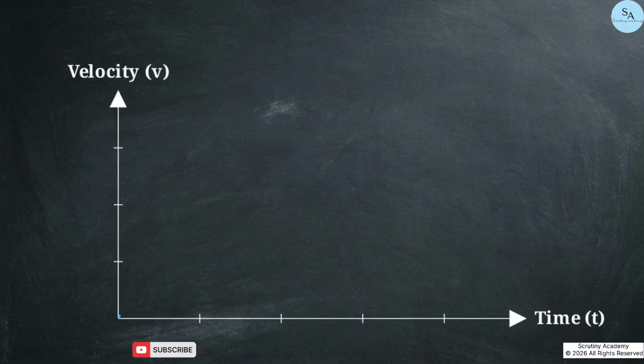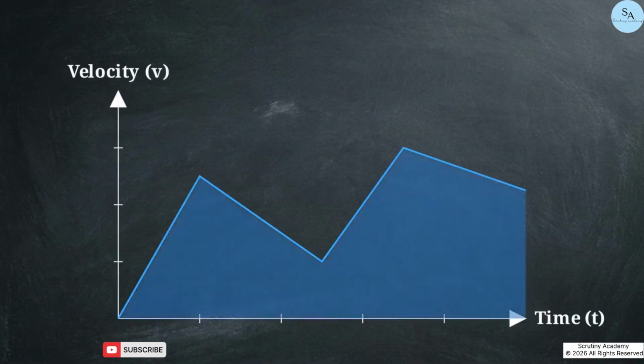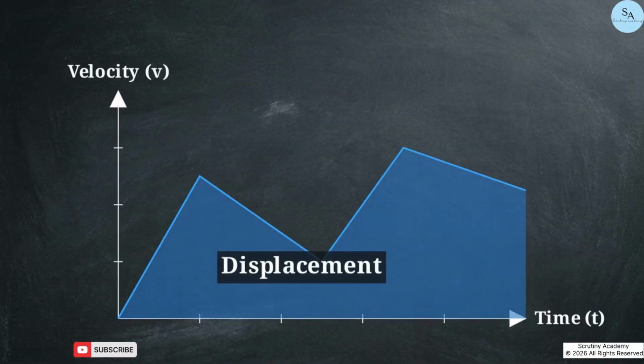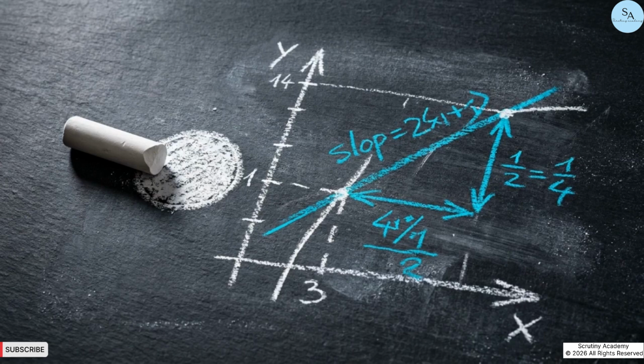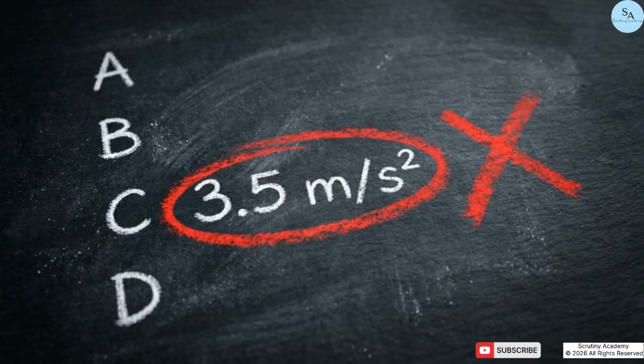This chart shows velocity over time. To calculate total displacement from this graph, you isolate the shaded area under the curve. Do not calculate the slope. Exam writers know that rushed students will instinctively calculate that slope. They intentionally include that incorrect mathematical value as one of the multiple choice options just to catch you off guard.